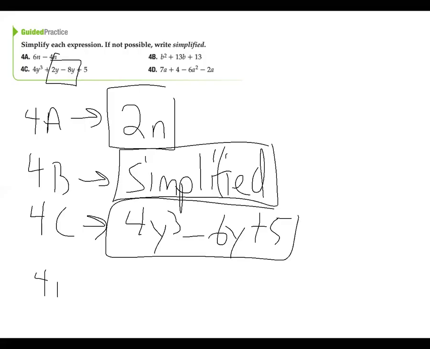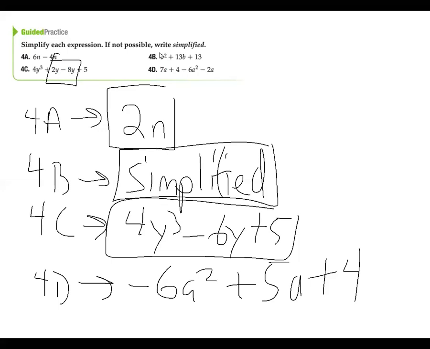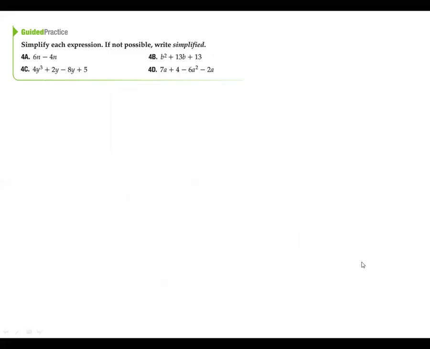And then 4d, I'm going to have negative 6a squared plus 5a plus 4. So I'd have to rearrange and put the 7a and minus 2a next to each other. And then I'd have to group those together and use the distributive property on those. Get 7a minus 2a is 5a. Okay, and typically when you write your answer, you write the term that has the highest exponent first, and then go from there and write your constant last. Alrighty? We're done there. All right.